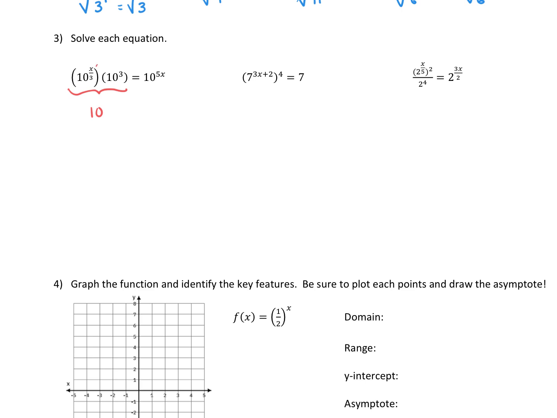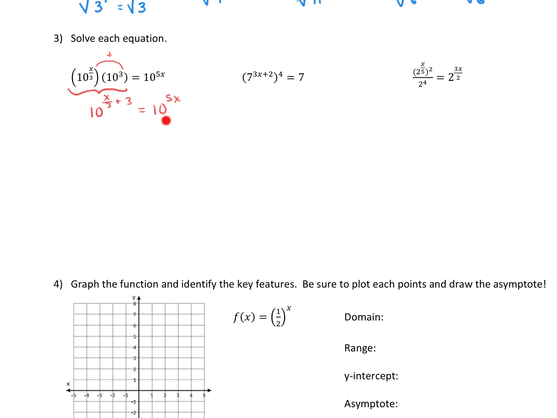When you're multiplying the same base of 10, we are going to add those exponents. So I'm just going to write x over 3 plus 3 equals 10 to the 5x power. So now we have 10 to a power is equal to 10 to a power. Well, we know that 10 is equal to 10, right? This is an equation, so this is equal to this.